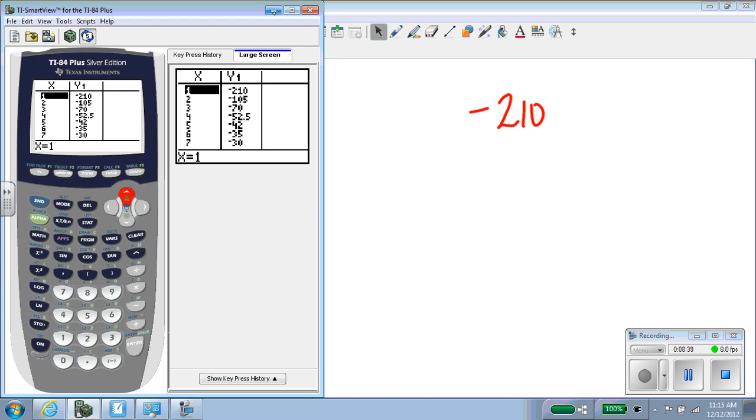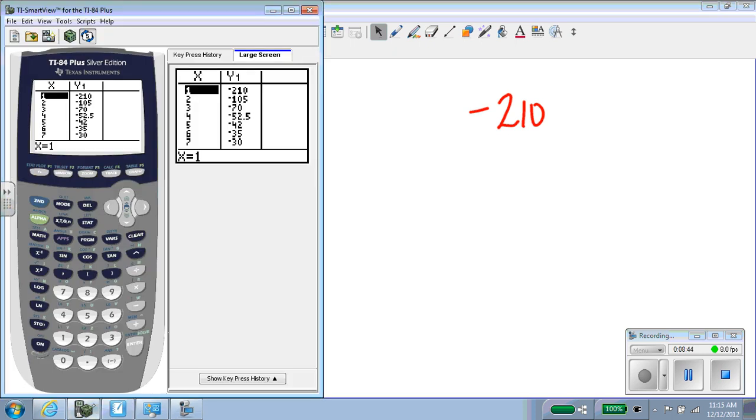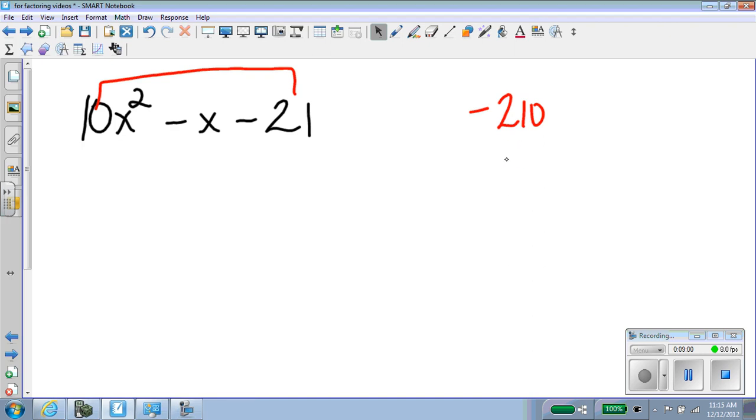Now, what was I looking for? I was looking for negative 1. So let me come down to my table and keep going, because 7 and negative 30 isn't negative 1. 8, no. 9, no. 10, no. 11, 12, no. 13, no. Ooh, 14 and negative 15. Okay, so I'm going to use 14 and negative 15, because that would make negative 1.